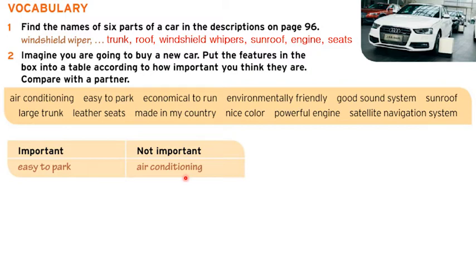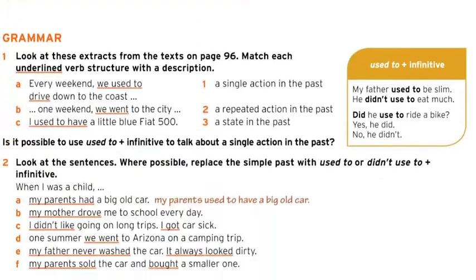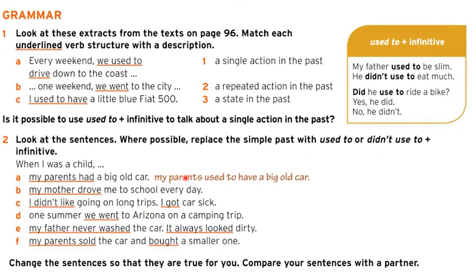All right, very good, guys. Now let's continue. Now we have a grammar topic. In exercise 1, we look at these extracts from the text on page 96. Match each underlined verb structure with a description. So let's see. Here it says, every weekend we used to drive down to the coast. The structure is we used to drive.